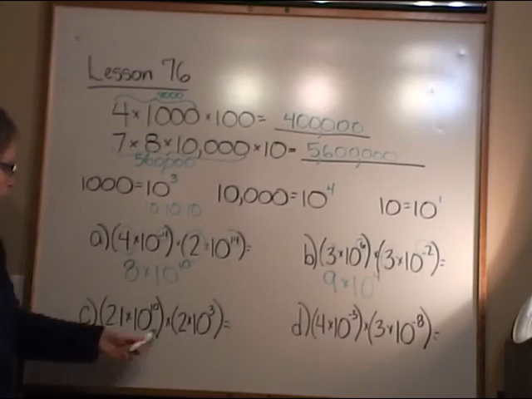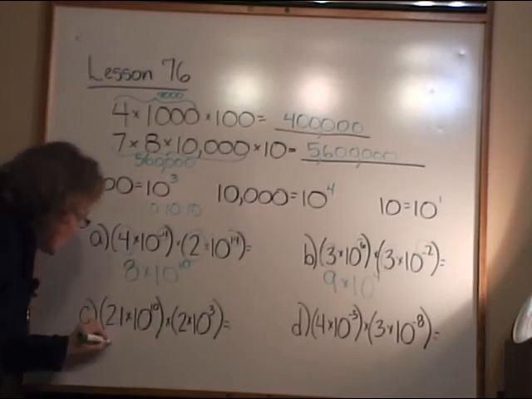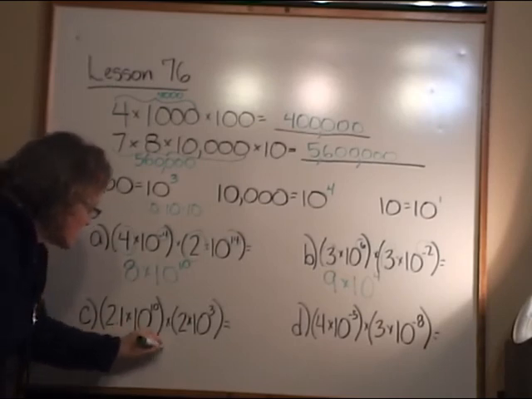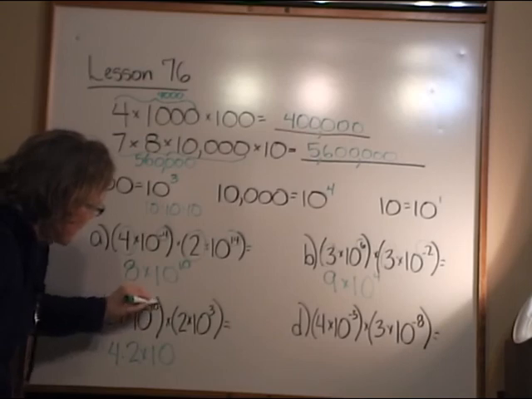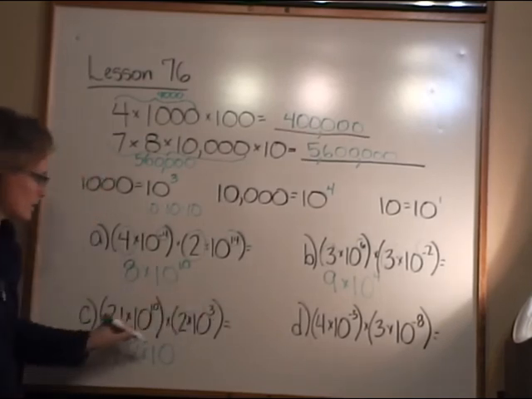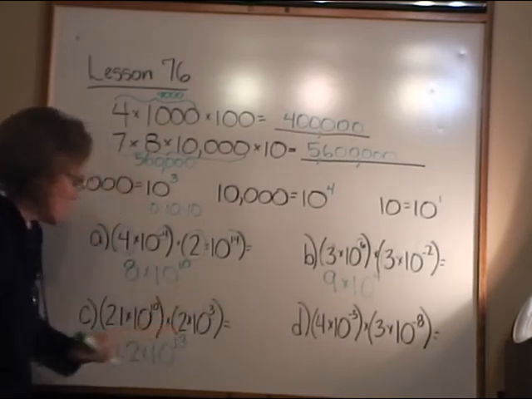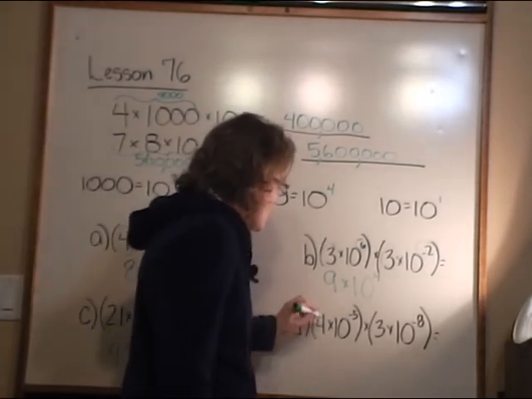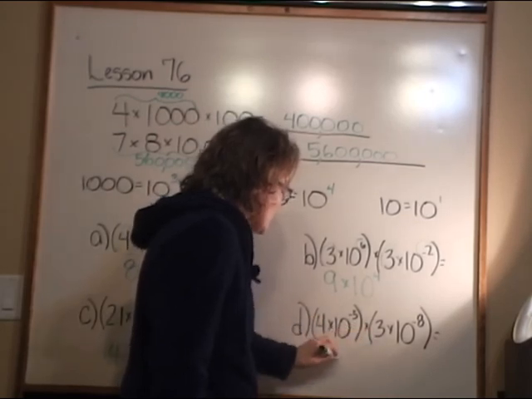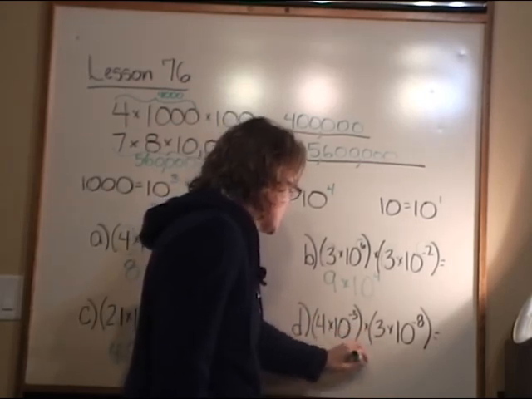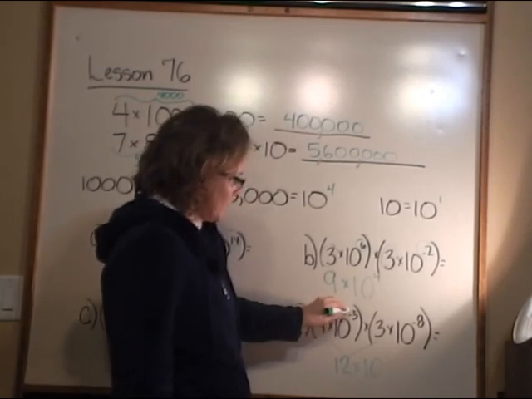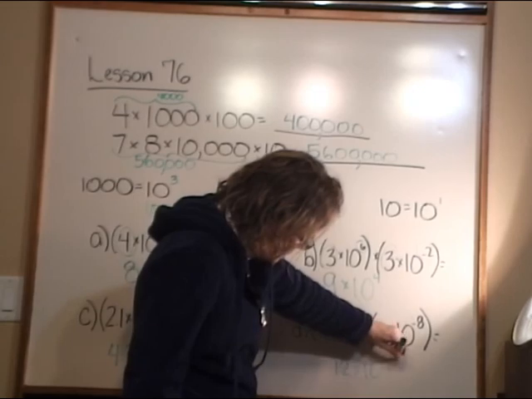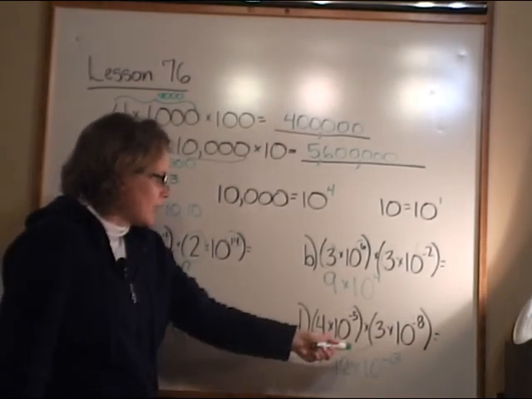So 2.1 times 2 is going to be 4.2. And I'm in scientific notation. I'm going to take my exponents, add them together. I'm at 10 to the 13th. These are the practice problems, by the way. I'm sure you figured that out by now. And then we have 4 times 3 is 12 times 10 to the negative 5 plus negative 8 is going to give me negative 13. I hope you can see that there.